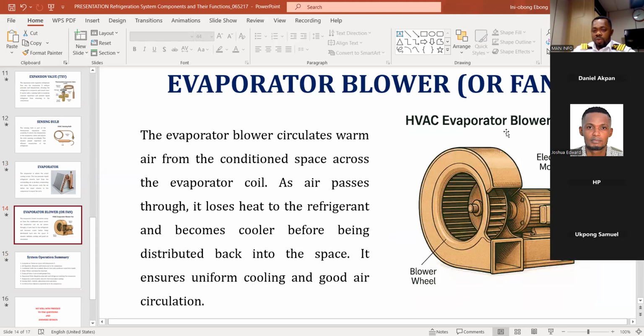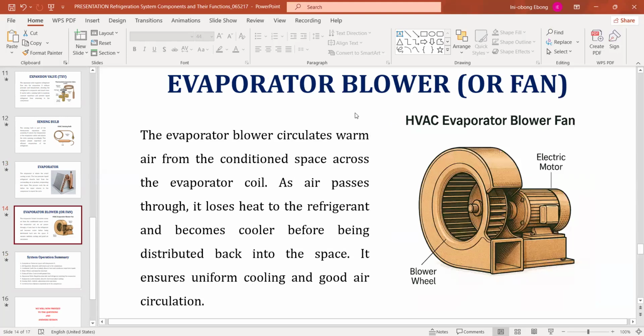So this is the evaporator blower, right? The evaporator blower circulates warm air from the conditioned space across the evaporator coil. As the air passes through, it loses heat to the refrigerant and becomes cooler before being distributed back into the space. It ensures uniform cooling and good air circulation. That's just the work of the evaporator blower.